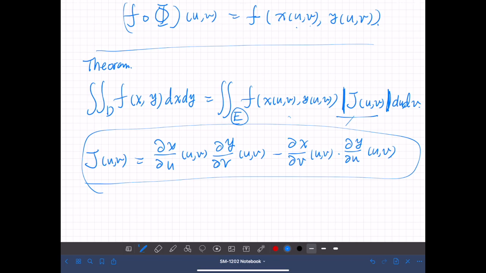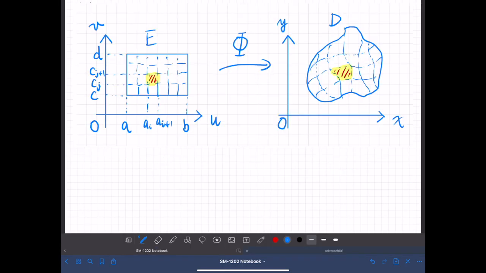I am not going to prove this here because it's too complicated, but I will try to explain the meaning of this in a hand-waving manner. First, let's partition the rectangular region E into small rectangular regions like this. Each small rectangle in E corresponds to some small region in D. In this particular example, this yellow-red region corresponds to this yellow-red region in D.